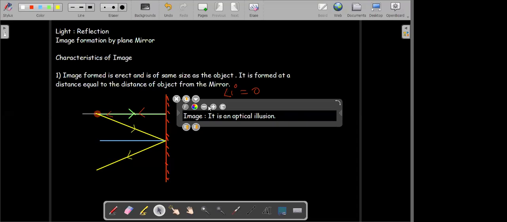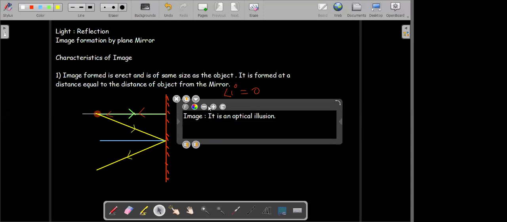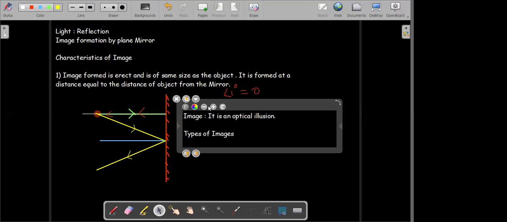Right? Now we see here two types of images. I'll show you the two types of images. Then we'll again come back to the plane mirror. So here we have types of images. The two types of images that we see are real images and virtual images. So what is a real image? Let's see how it is formed.